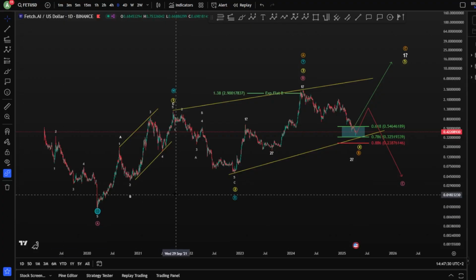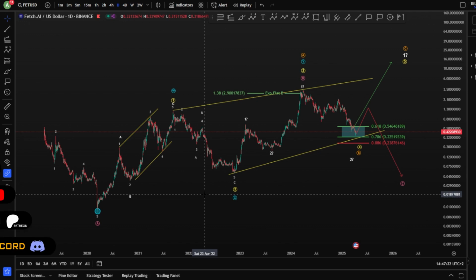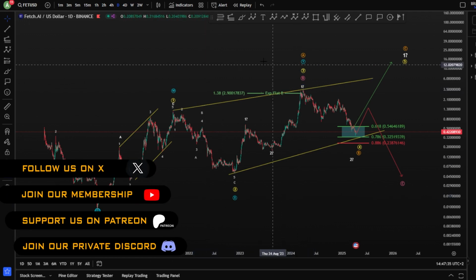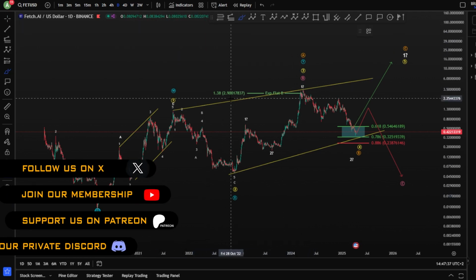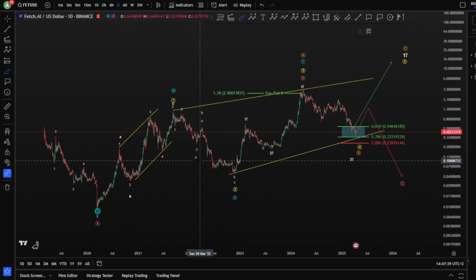Hello everyone, welcome to a new video for FET price prediction based on Elliott wave analysis. Starting on the daily chart here, we are looking at our overall view for the bullish and bearish scenario.